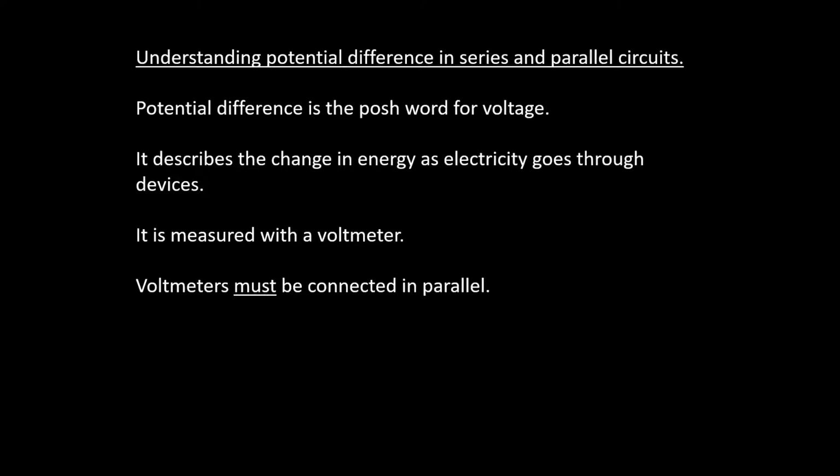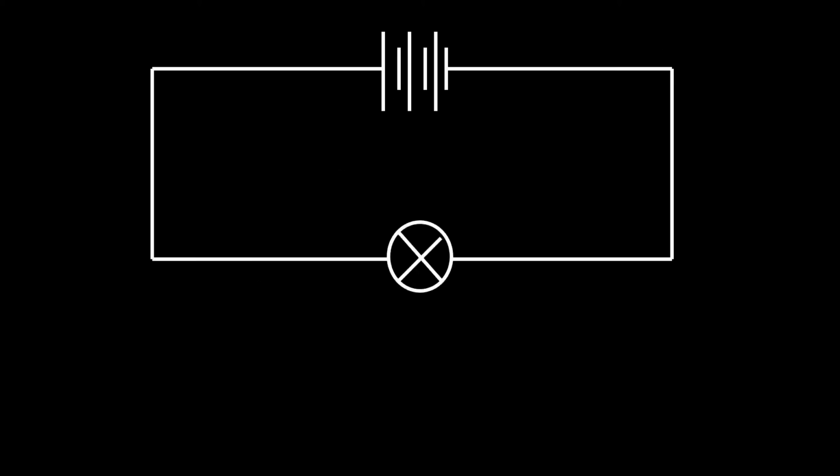It's measured with a voltmeter. Quite straightforward that. And one key thing, when you're thinking about voltmeters, you've absolutely got to connect them in parallel, and that's because potential difference is a difference. It's a difference between two different places, and so you've got to look at two different places. You'll see how it's connected.